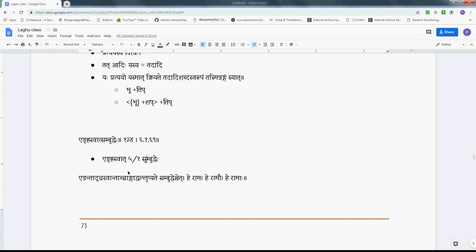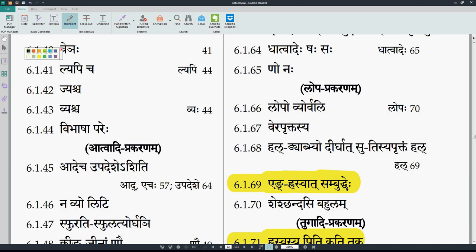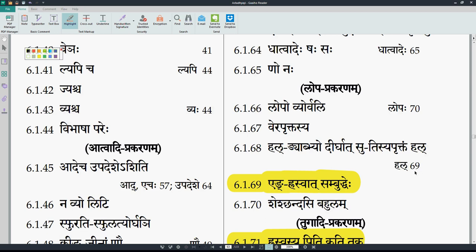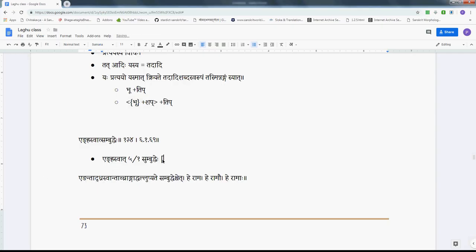Sambuddheh. Sambuddhi is the pratipadika. Sambuddheh, what happens? You have this hal. Hal has anuvritti here. What else is the anuvritti? Lopah. Lopah is the adesha. So Eng Hraswat Sambuddheh, 60, it goes till 70. So you have hal and lopah as anuvritti. We'll see what it means.